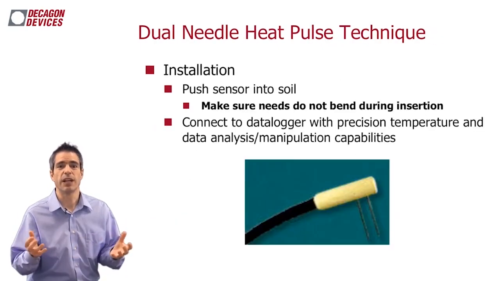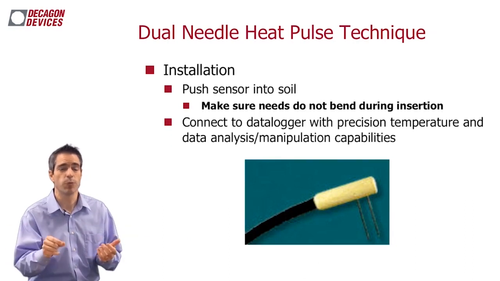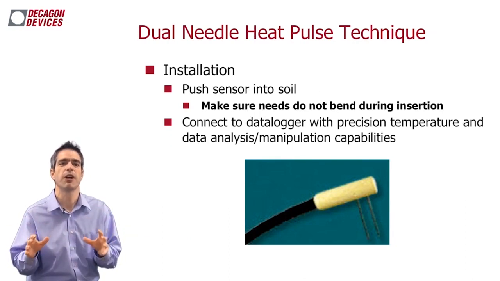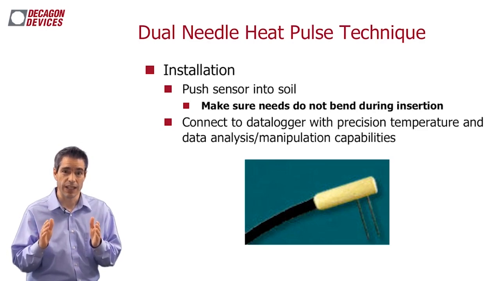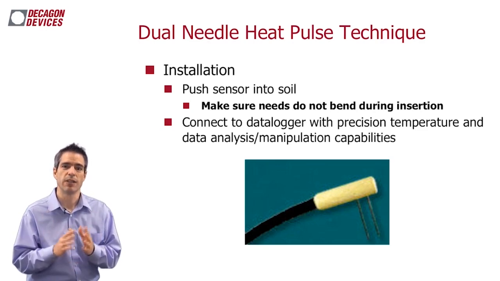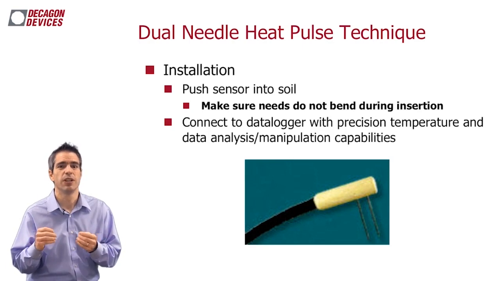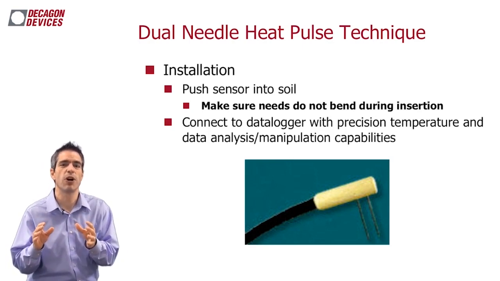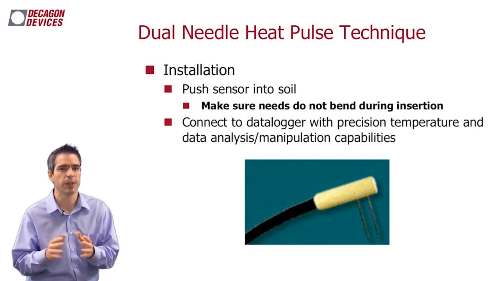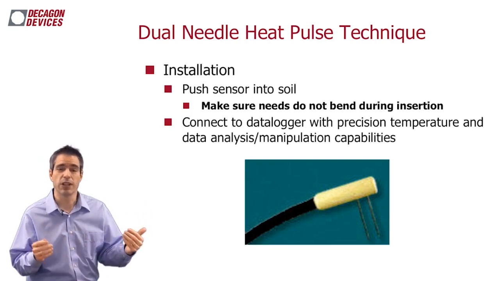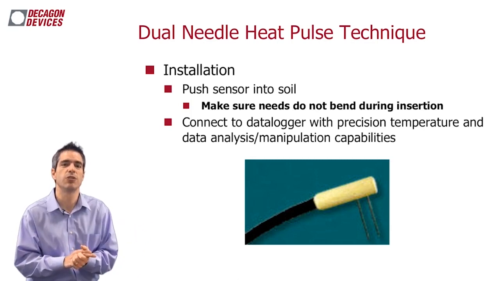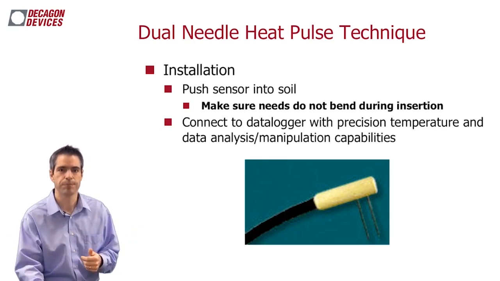Now, the installation of these sensors is relatively simple. We just have to push them into the soil, but we have to be very careful. The needle spacing is crucial to get this measurement right. A needle deflection of 1 millimeter causes a 6% error in measurement of the volumetric water content. So you can imagine that pushing these into even soil that has very small stones in it could be a bit of a problem. These also can be connected up to data loggers and then run continuously over time, so we can get a continuous measurement of soil moisture over time.